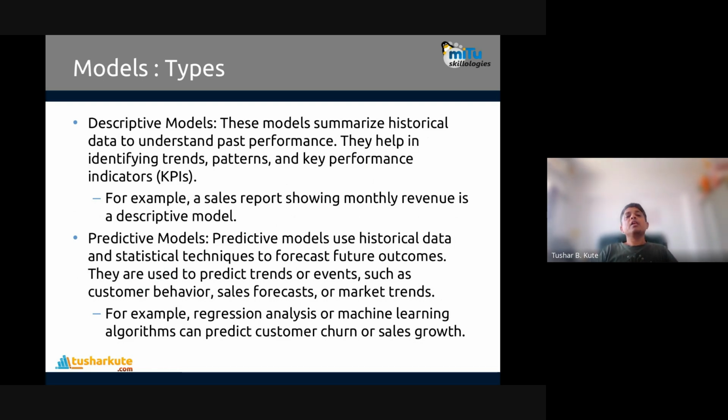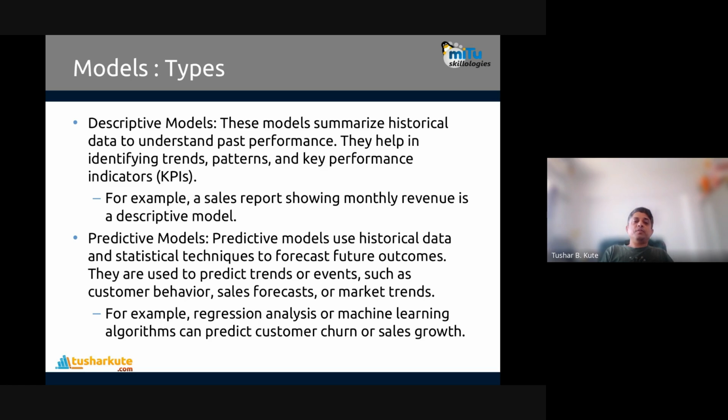For example, a sales report showing monthly revenue is a descriptive model. How we have performed in the past, month by month, how it was growing, decreasing, stabilizing, or whether no trends are there, whatever. That's called a descriptive model. The maximum number of analytical work is using descriptive kinds of models.